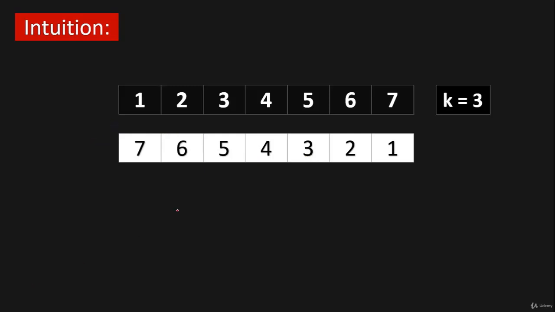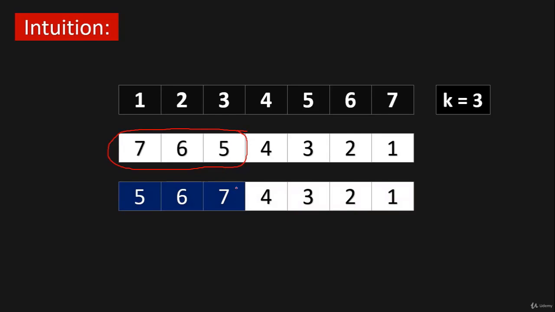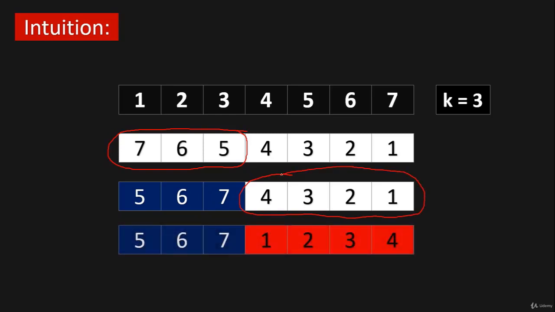Now I'm going to reverse the first k elements from the start. If we reverse the first k elements, then we get this array. Now we're going to reverse the rest of the elements. If we reverse the rest of the elements, then we get this array, and we have to return this array, and this is our answer.